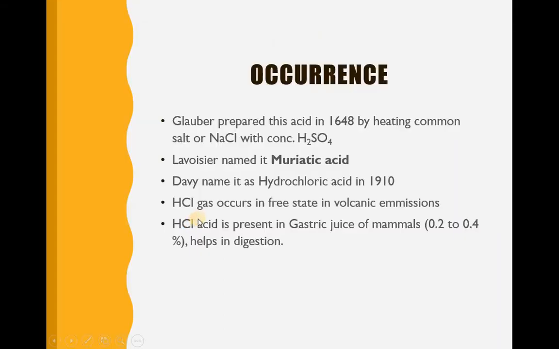Now what is the occurrence of hydrogen chloride? Glauber prepared this acid in 1648 by heating common salt, which is sodium chloride, with concentrated sulfuric acid. Lavoisier named it muriatic acid. Davy named it as hydrochloric acid in 1910. Hydrogen chloride gas occurs in free state in volcanic emissions. In gas form, it is called hydrogen chloride gas, and for acid it is called hydrochloric acid, the formula being same. Hydrochloric acid is present in gastric juice of mammals in very less quantity, 0.2 to 0.4%, which helps in the digestion.